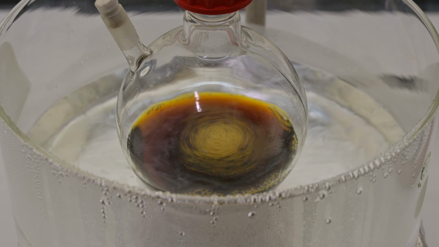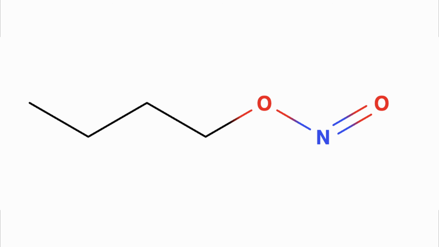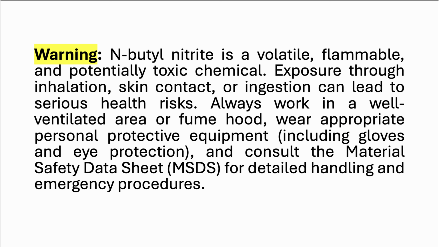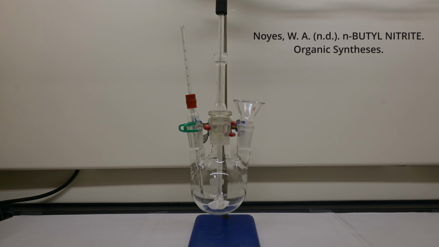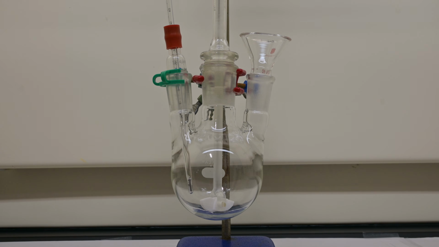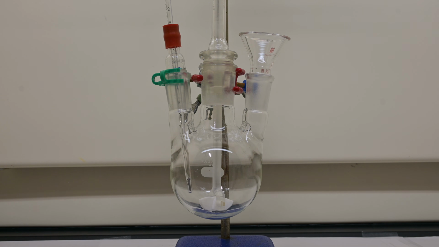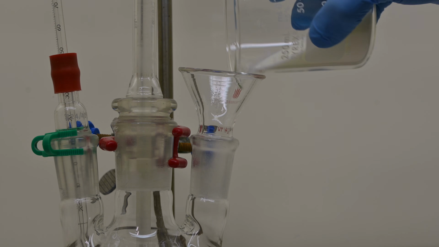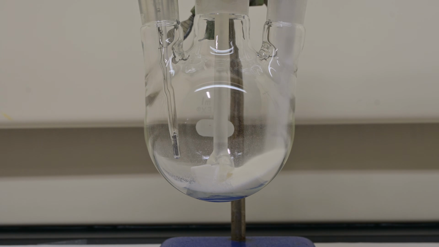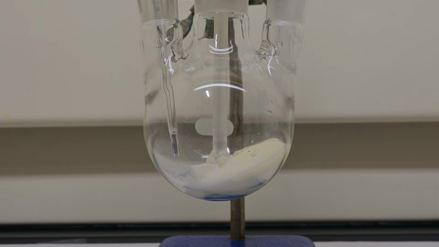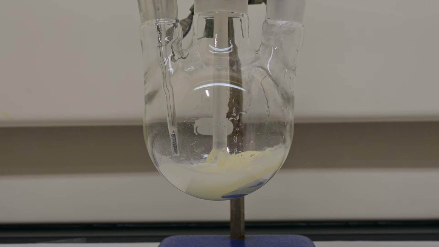To kick off our synthesis, we need N-butyl nitrite. The problem is it decomposes quickly. Therefore, a freshly prepared batch is needed. First, we grab a 500 milliliter 3-neck round bottom flask and set it up with a mechanical stirrer and a thermometer. Next, we add 64 grams of sodium nitrite, along with 250 milliliters of water, and start stirring to help it dissolve completely.